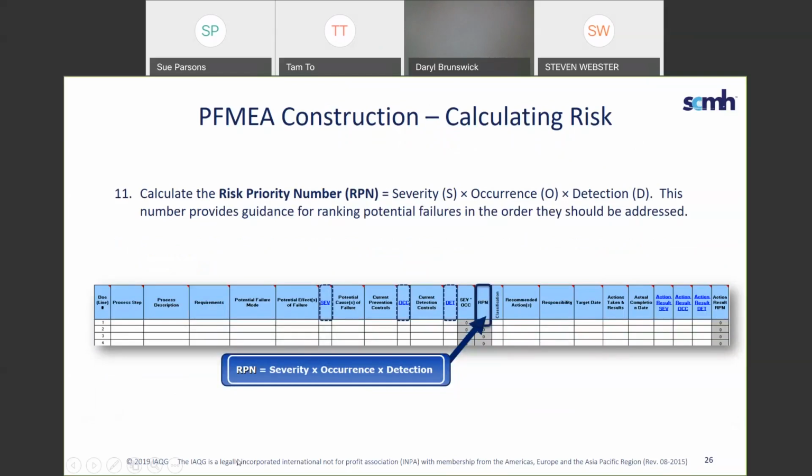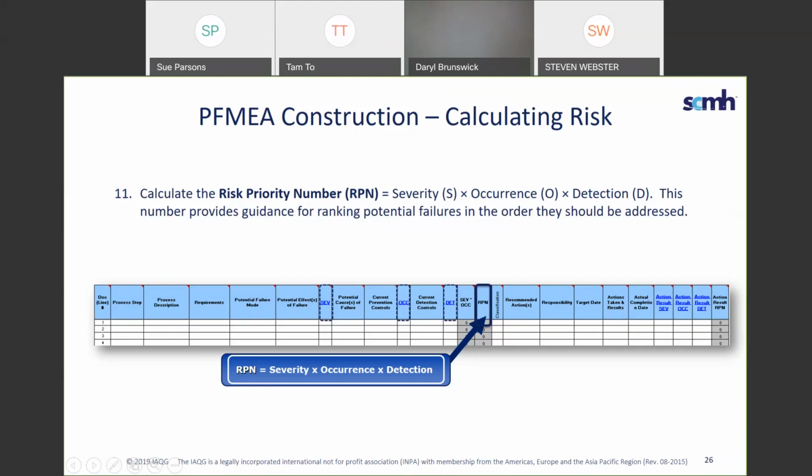So you take all those numbers and multiply them together and you get your risk priority number. Severity times occurrence times detection gives you a risk priority number. And this is the number you use for guidance on which of these failure modes to work on first. What I like to do here is, once I do the multiplication, I sort the file by highest number at the top, and I say, are these really my expected pain points?